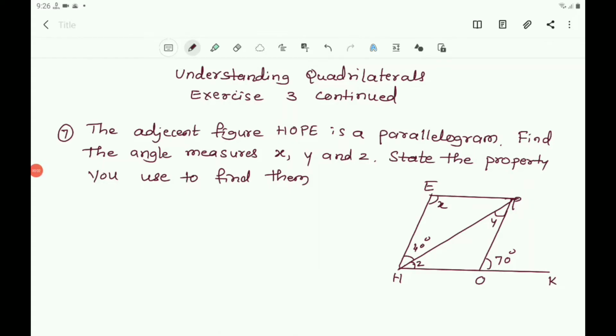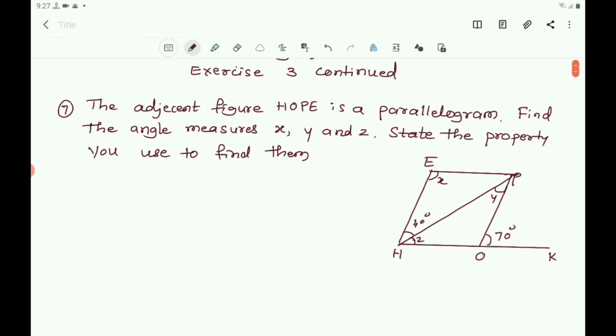Children, let us continue the chapter Understanding Quadrilaterals. It is a continuation of exercise 3. The seventh question. The adjacent figure HOP is a parallelogram. Find the angle measures x, y and z. State the property you use to find them.